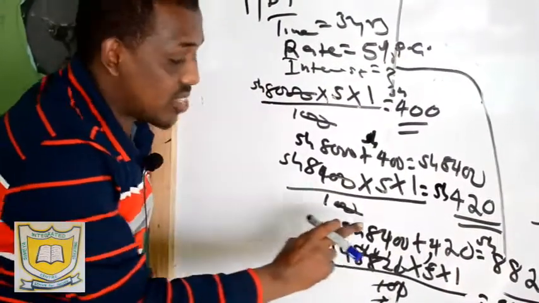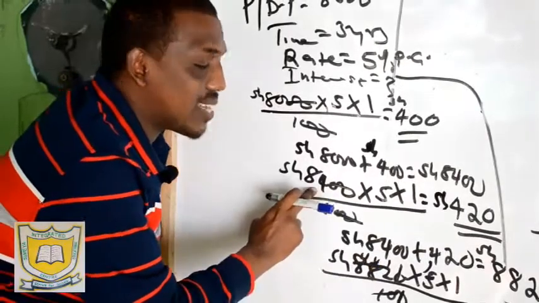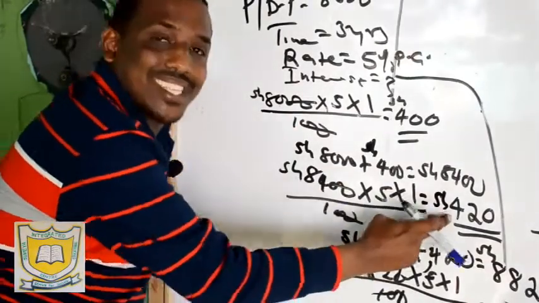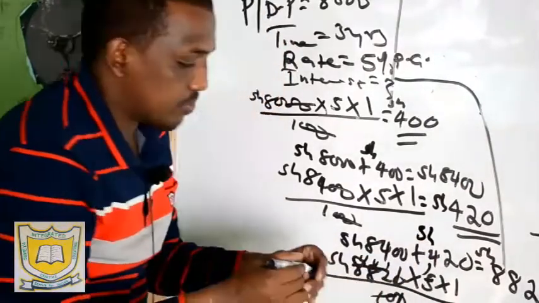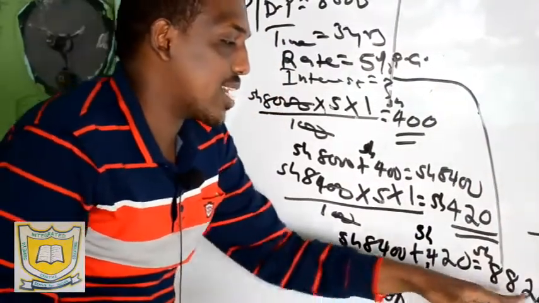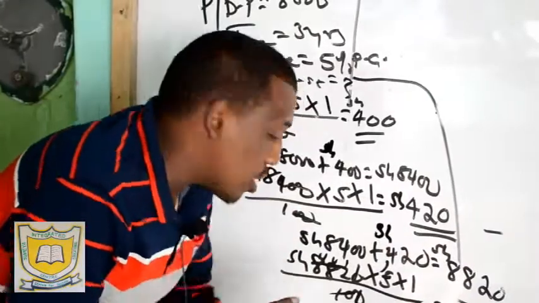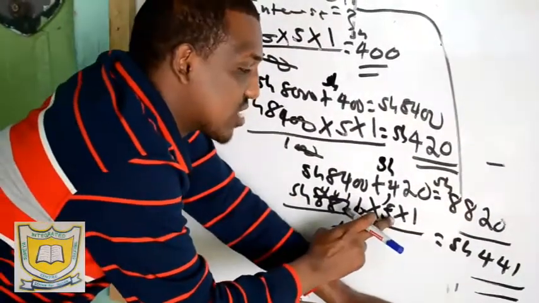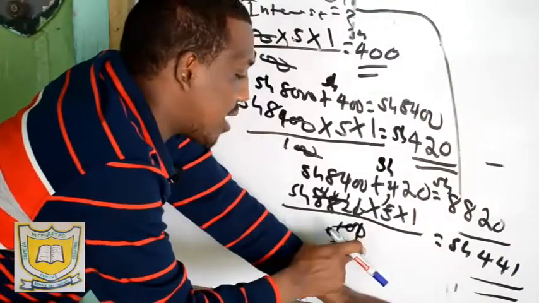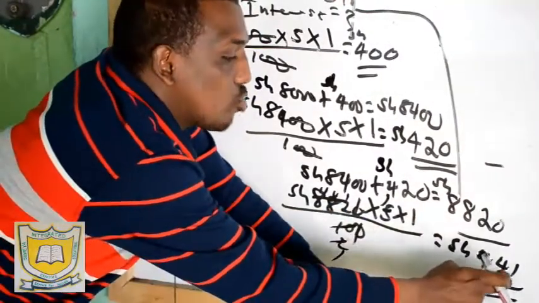You must get the principal of the third year. You say 8,400, that is the principal of the second year, plus its interest, 420. What you get is 8,820. That is the principal of the third year. So the principal of the third year, which is 8,820, times rate, which is 5, times time, which is 1, over 100. When you cancel, you will get shillings 441.